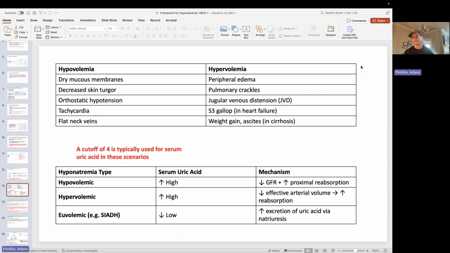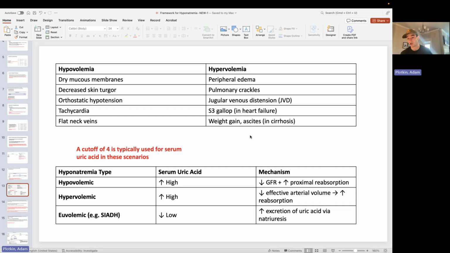So some signs and symptoms of hypovolemia would be dry mucous membranes, decreased skin turgor, so you might see skin tenting. We have orthostatic hypotension, right? So an SBP dropping by more than 20 when the patient moves from sitting to standing, things like that. Tachycardia, flat neck veins. In hypervolemia, we have peripheral edema, pulmonary crackles, JVD.